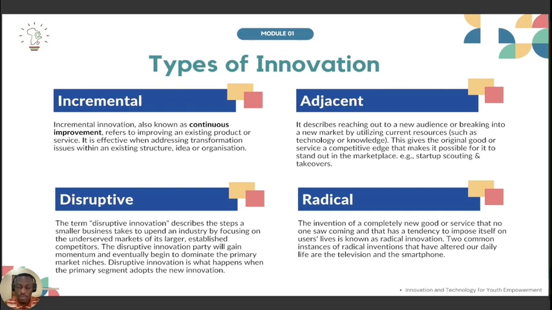Then finally, we have radical innovation. And this is simply the invention of a completely new good or service that no one saw coming and that has a tendency to impose itself on users' lives. All right. Then 2 common instances of that are radical inventions like the television and the smartphone. Of course, you would agree with me that these were completely radical innovations when they came into the market.